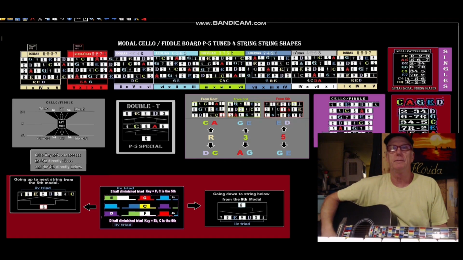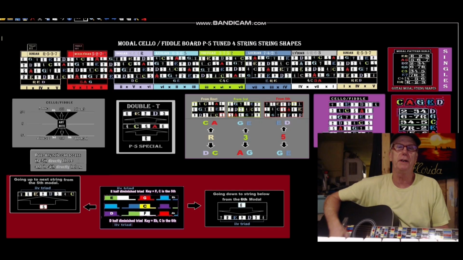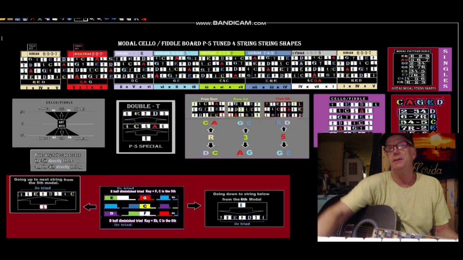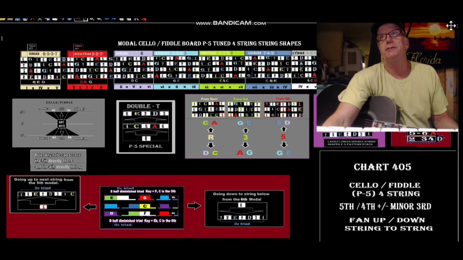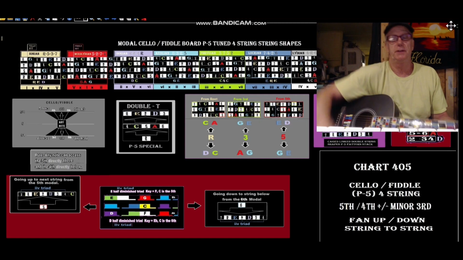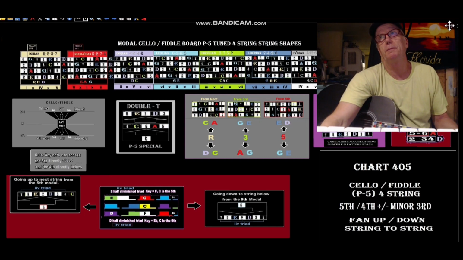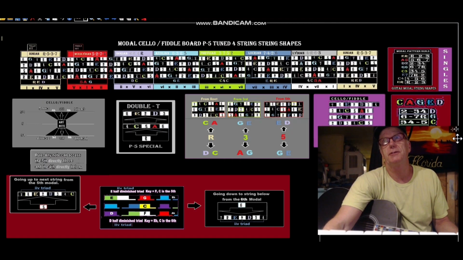So we've got the guitar in tune to P4 now. I'm sorry I said yesterday about the cello pattern, and by the way, this particular chart is chart 405, cello fiddle P5, 4 strings pattern, tuning. The guitar is P4, P3, P4, right? And then fan up, down, string to string.